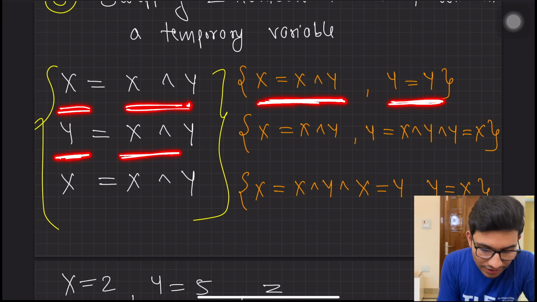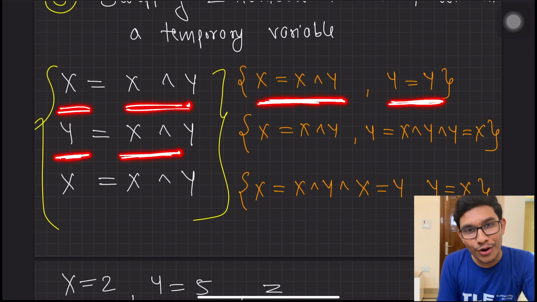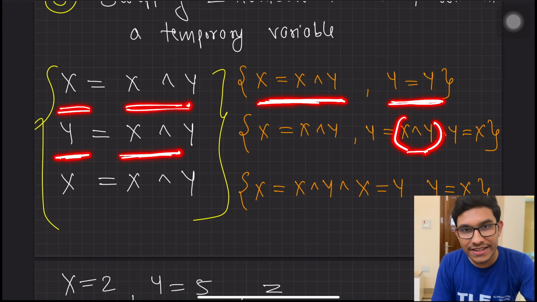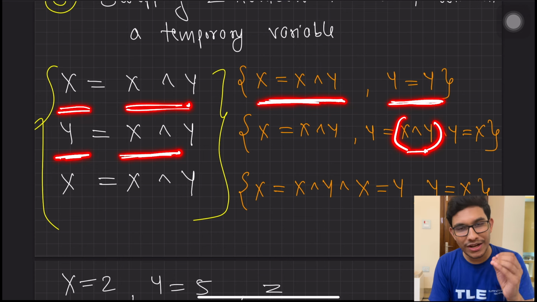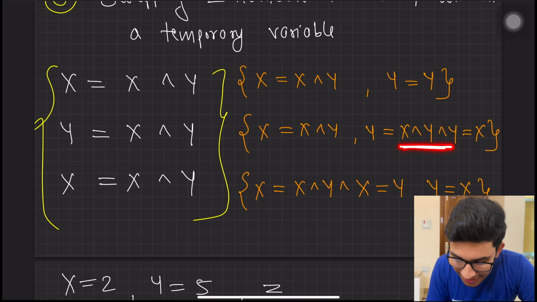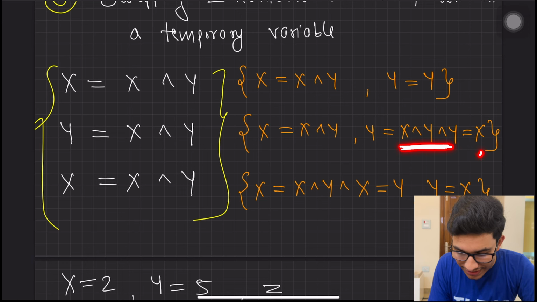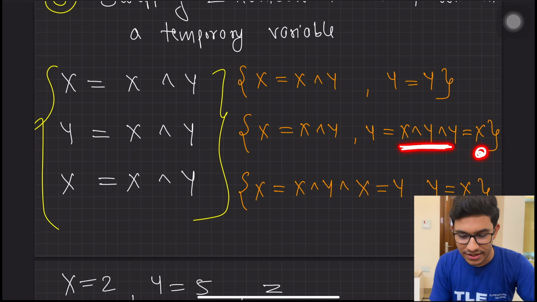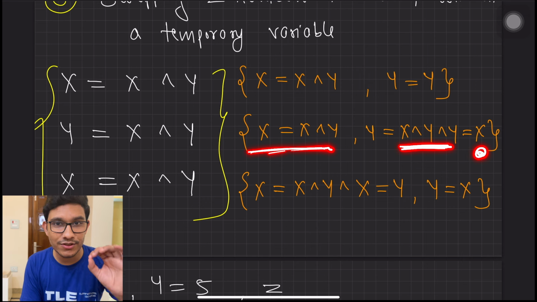After this operation, you do y is equal to x XOR y. What was your x now? Your x had become x XOR y. So when you take the XOR of this x XOR y with y, y will get cancelled out and only x will remain. So this value, x XOR y XOR y, will give you x. So now y has become what? y has become x after this operation, while x continues to remain x XOR y.